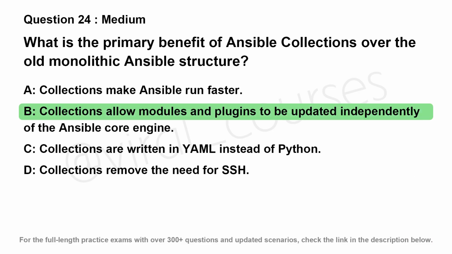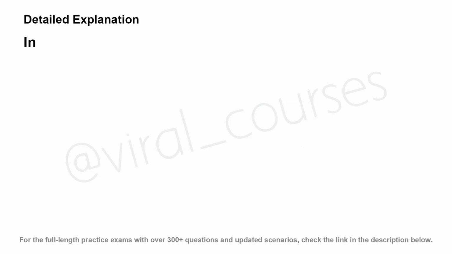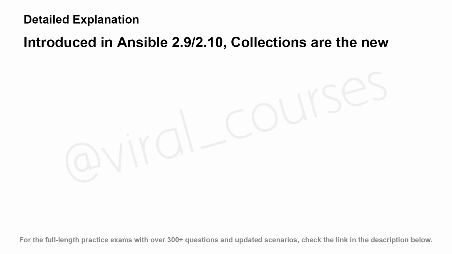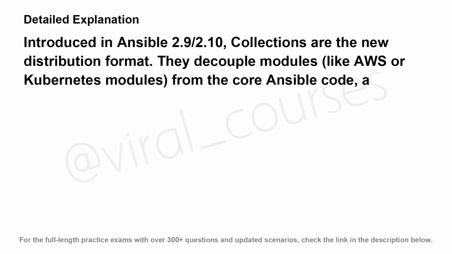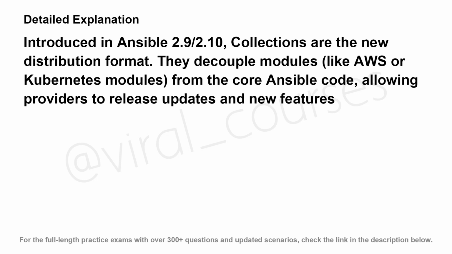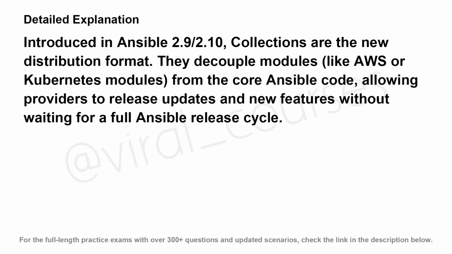The correct answer is B. Introduced in Ansible 2.9, 2.10, collections are the new distribution format. They decouple modules, like AWS or Kubernetes modules, from the core Ansible code, allowing providers to release updates and new features without waiting for a full Ansible release cycle.